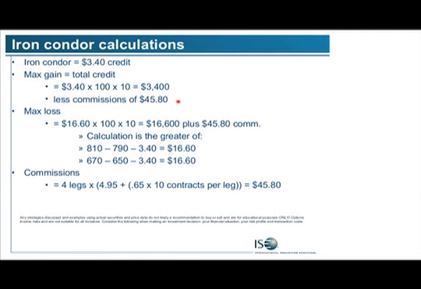Now, on the loss side, how do we calculate that? Well, we need that $340 credit that we calculated for the potential max gain, and we deduct that from the greater distance between the strike prices. Let me go up a minute.